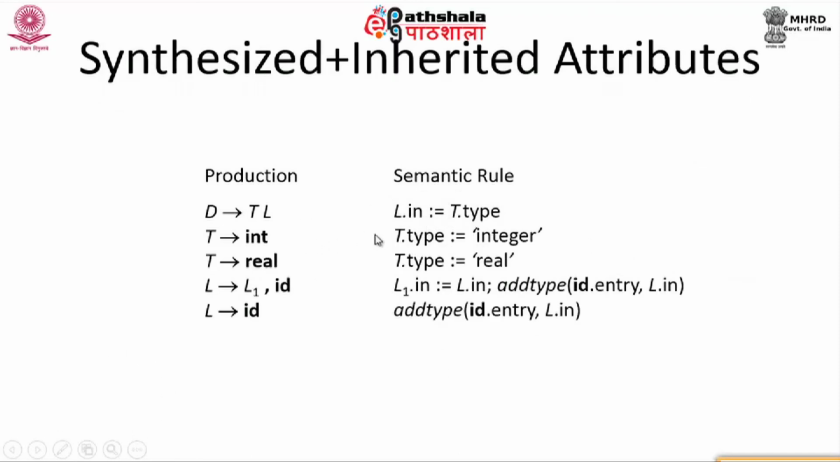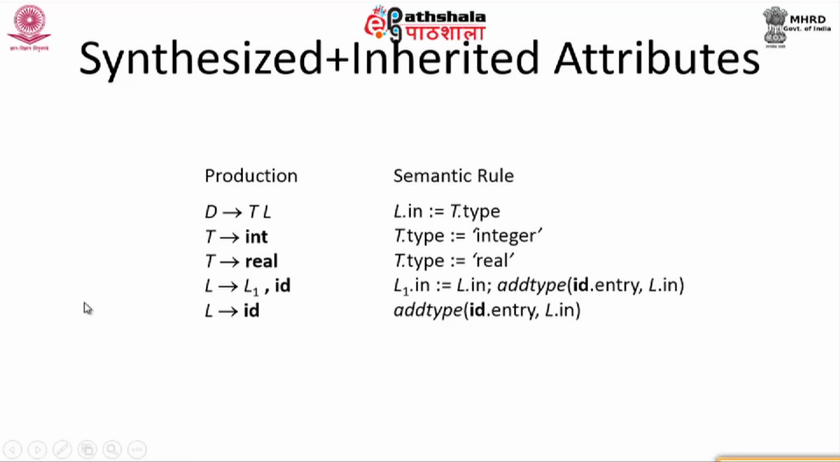Similarly, I am just expanding that example here. L dot in is equal to T dot type. T dot type is equal to integer. T dot type is equal to real. I am just assuming T is going to take only 2 data types here: one is int, the other one is real. And then L produces L1 comma id, where L1 dot in is equal to L dot in, and then addtype id dot entry comma L dot in, and L produces id is addtype id dot entry comma L dot in.